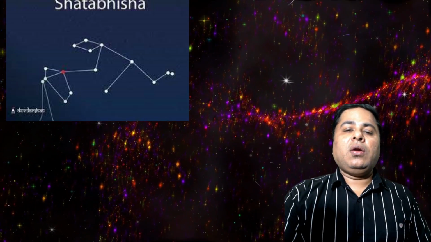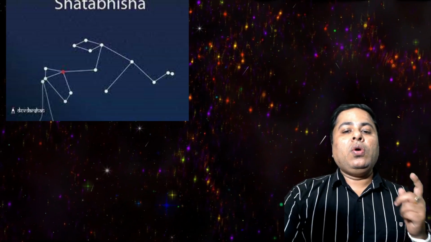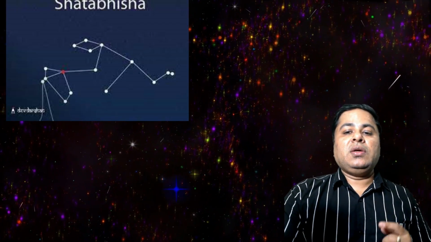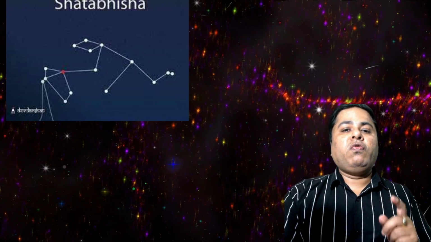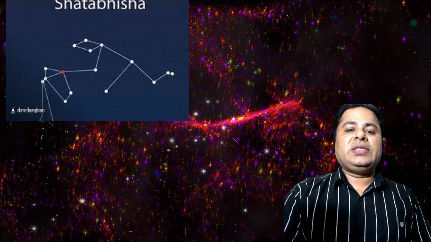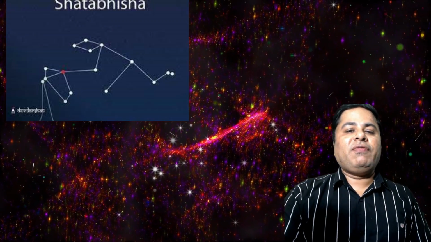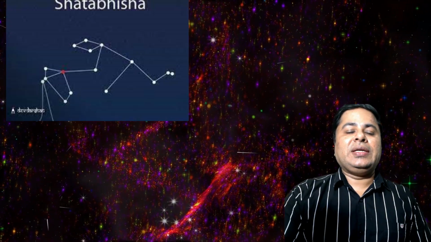The symbol of Shatabhisha is an empty circle. They are loners with very few friends. There will be a bit of negativity in this nakshatra, as two first-class malefic planets influence it. They can also be very stubborn, as Aquarius is a fixed sign. Once they make up their minds, it is hard to change their decision.